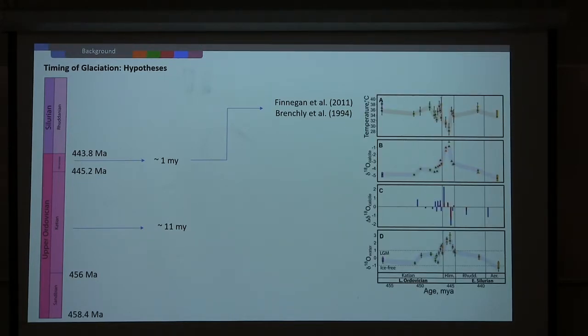Finnegan et al. in 2011 looked at carbonate clumped isotope paleothermometry throughout the late Ordovician and noticed sea surface temperatures in the range of about 32 to 37 degrees Celsius. However, if we look here in the Hirnantian, we can see that sea surface temperatures dip to about 27 to 28 degrees Celsius. And they note that this drop in sea surface temperatures is most likely glacially induced, again constrained to that short 1 million year time period of the Hirnantian.